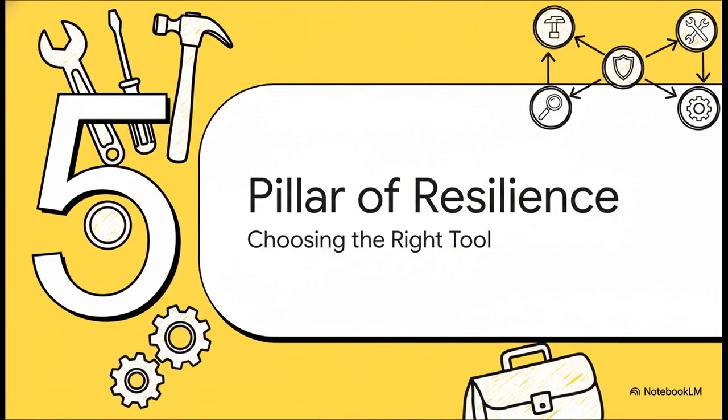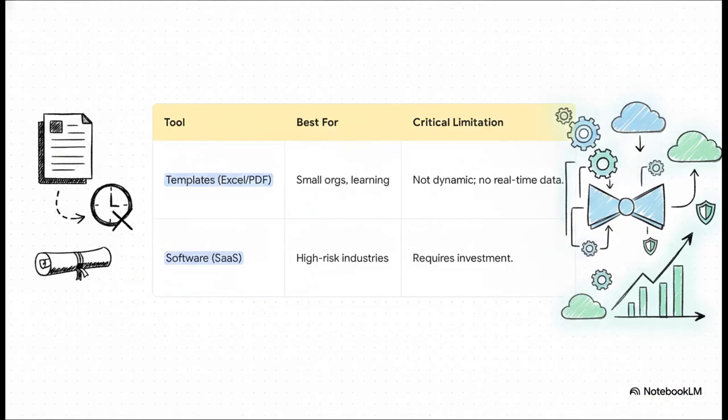Well, like with most things, it really comes down to choosing the right tool for the job. Look, for a small organization or maybe just a preliminary analysis, a simple Excel or PDF template can be a great starting point. But its biggest limitation is that it's static. It's just a snapshot in time. For those high-risk sectors that need to prove compliance and manage safety on a daily basis, specialized software is pretty much non-negotiable. These platforms turn the diagram into a living, breathing system.